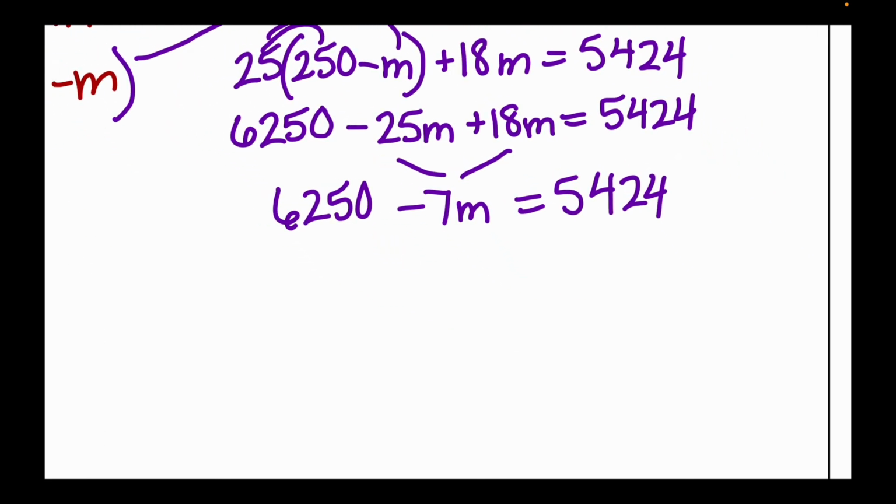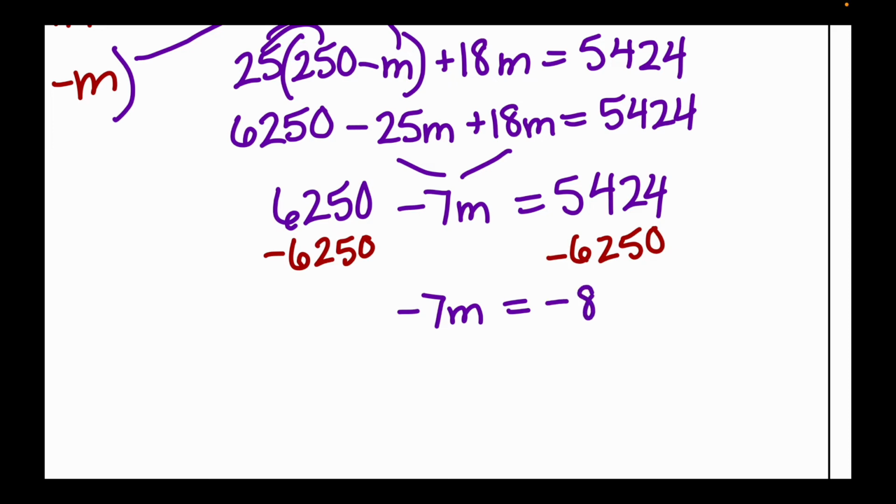Let's take this here, subtract 6250 from both sides. That leaves us with negative 7M. Always be careful of your signs, make sure that those come with. And then 5424 minus 6250 is negative 826. So we have one last step, which is to divide both sides by negative 7.